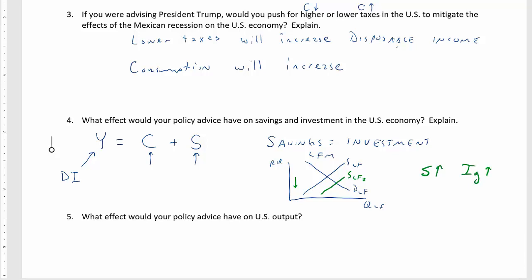And so that increase in investment would also increase aggregate demand. So basically, if you lower taxes, you're going to see greater consumption and greater investment spending. Both of those are going to lead to an increase in aggregate demand. So we would expect U.S. output to increase. And that's all due to the lower taxes.